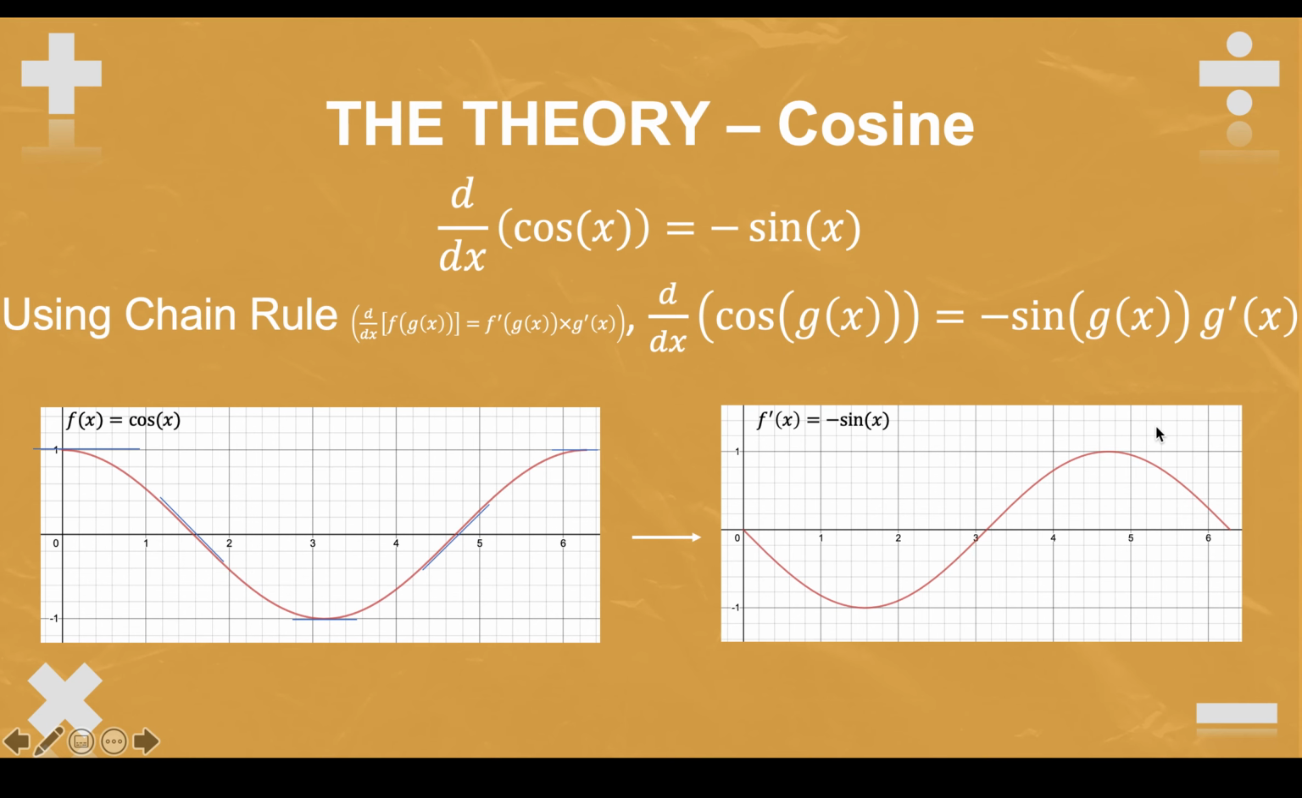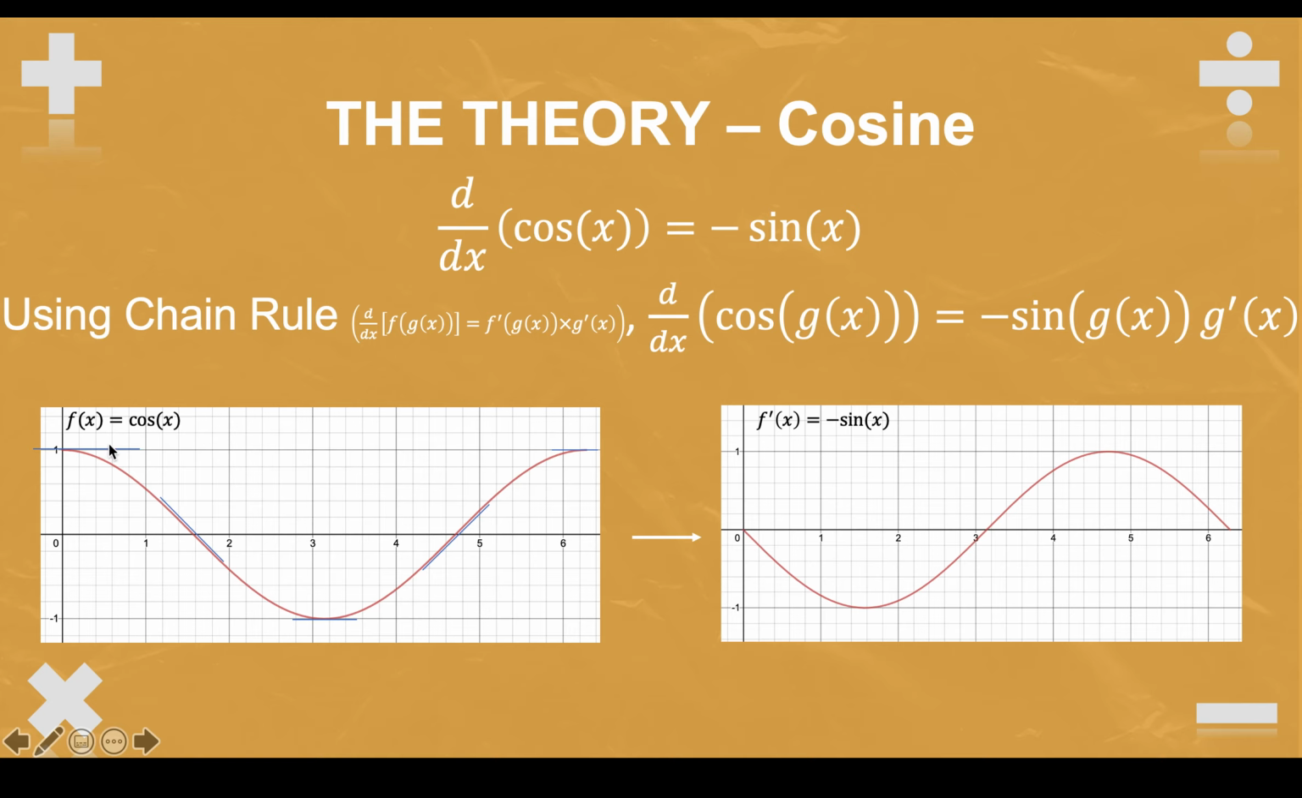Okay, next bit of theory. The derivative of cos x is minus sin x. So similar to the previous bit of theory, but now there's a minus involved, okay? Let's have a look graphically. So the same type of tangent lines are drawn at these various points at x equals 0, x equals pi on 2, x equals pi, x equals 3 pi on 2, and x equals 2 pi.